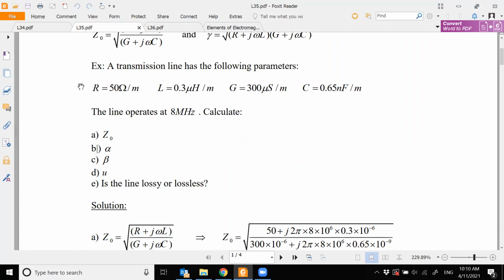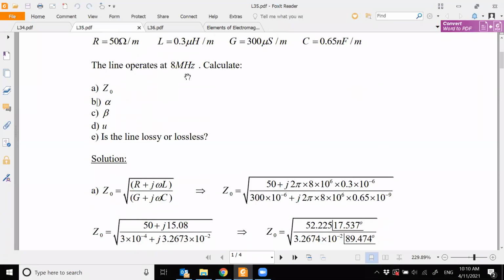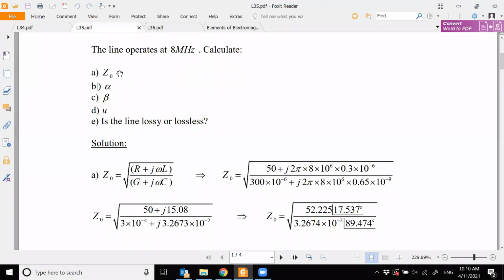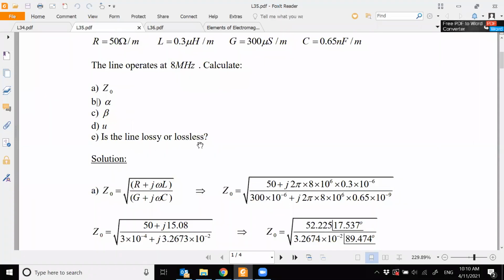And guys, usually these values will be given by the manufacturer's data. Okay, and the line is operating at 8 megahertz, and we need to calculate the characteristic impedance, attenuation constant, and phase velocity. And we need to answer whether my transmission line is lossy or lossless.